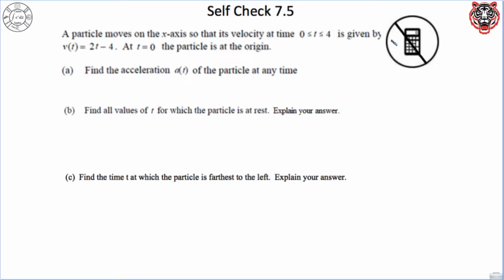This is AP Calculus Self-Check 7.5 Solutions. So this one is actually pieces of other AP tests, so it doesn't actually add up to 9. The total for this one is going to be out of 7. So for part A, find the acceleration.